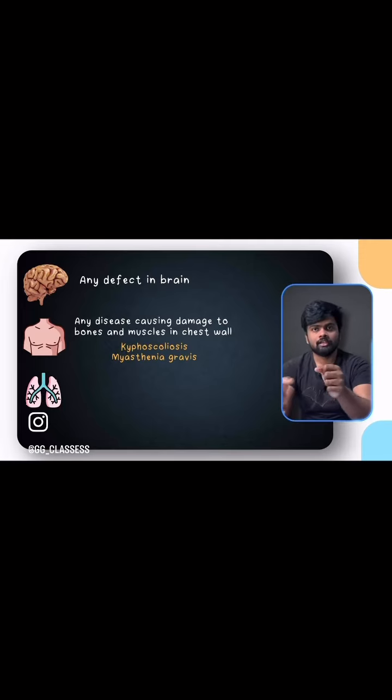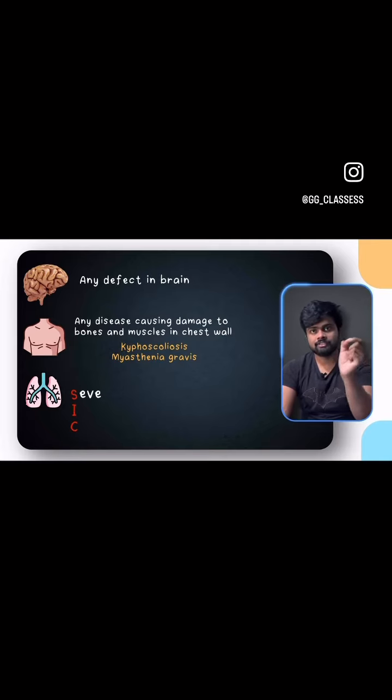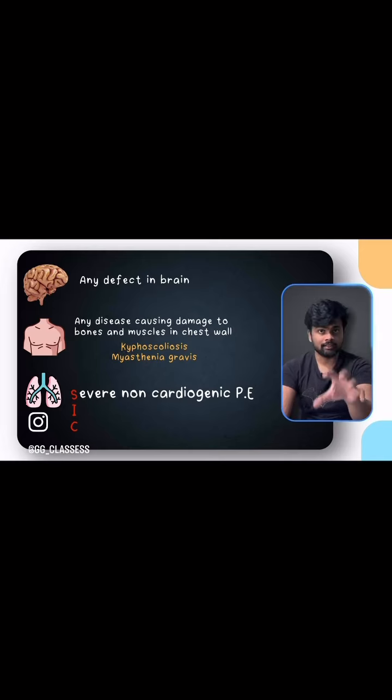Now the effector organ. In the effector organ, we will remember it by SIC, that is our lung. S stands for severe ARDS, that is severe non-cardiogenic pulmonary edema. In mild to moderate cases, there is only inflammation, but in severe cases, there is damage of the interstitium. I stands for interstitial lung disease, and C stands for chronic bronchitis.